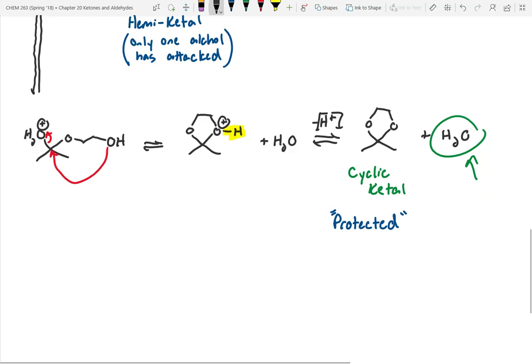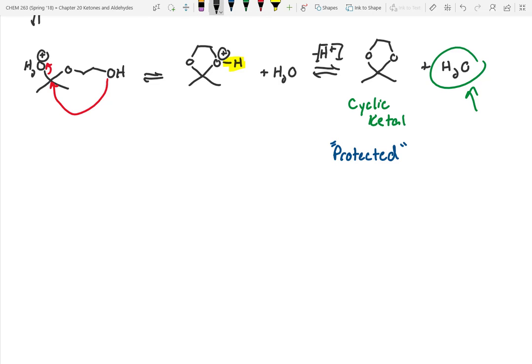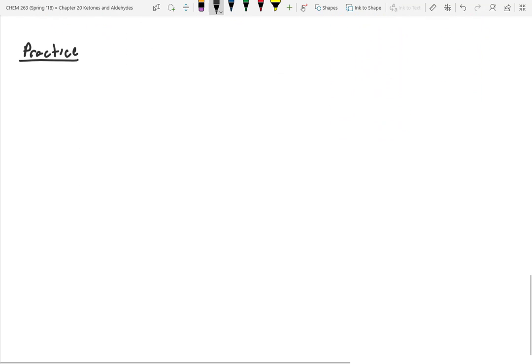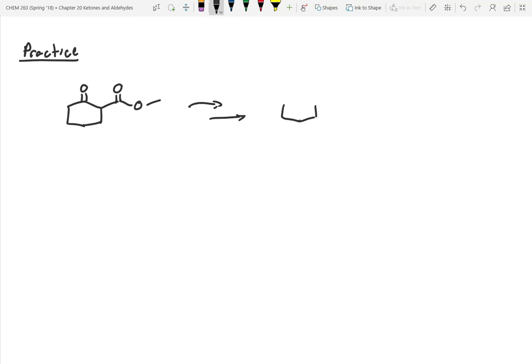So I'll show you some cool concepts that can be applied. And I want you to problem solve this. So let's say we're doing this transformation. And it may require more than one step. But our goal is to make an alcohol. Can I just treat this with LAH? Why not? So if I treat this with LAH, what would happen?